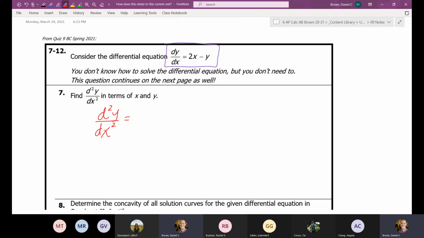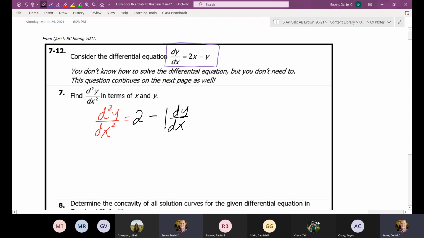So again, this was a pretty easy one. No quotient rule, no chain rule, no product rule. The derivative of 2x is just going to give you what? 2. And then I have minus. Well, the derivative of y is 1, but we have a y. I wish it was an x.